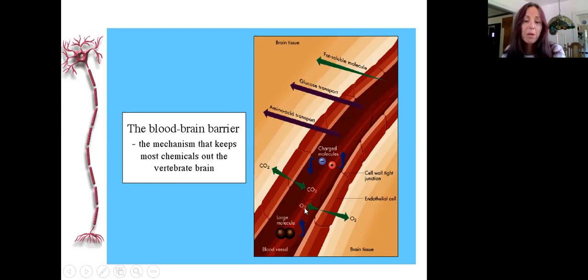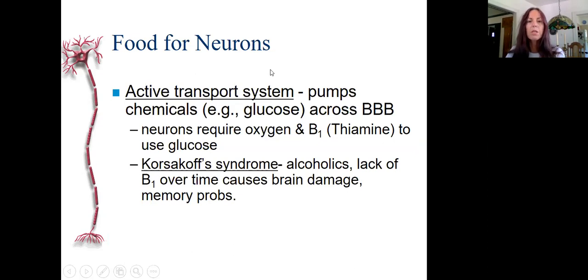We don't want them to get into the brain because a lot of viruses and bacteria can damage your brain. So as I said, there's this system called active transport, and what it does is actively pumps chemicals into the brain. And so it'll pump them across that blood-brain barrier. And so glucose is one of those chemicals. It needs to get into the brain so that we are always pumping it in. We also require oxygen and a vitamin called B1 or thiamine to use that glucose.